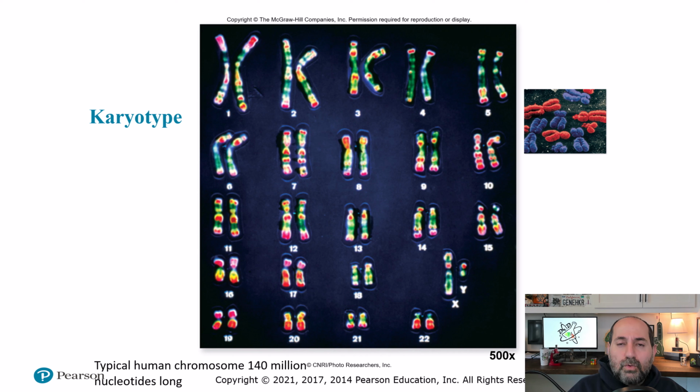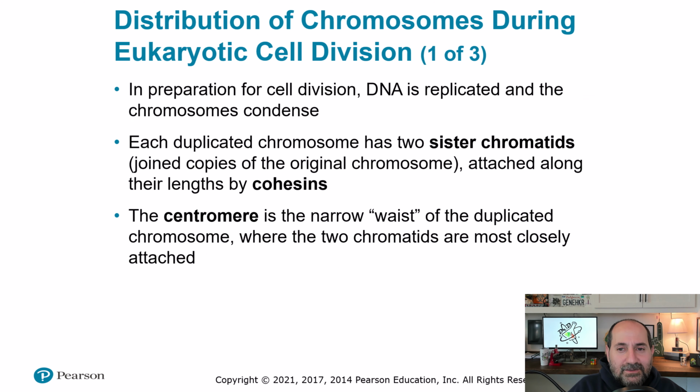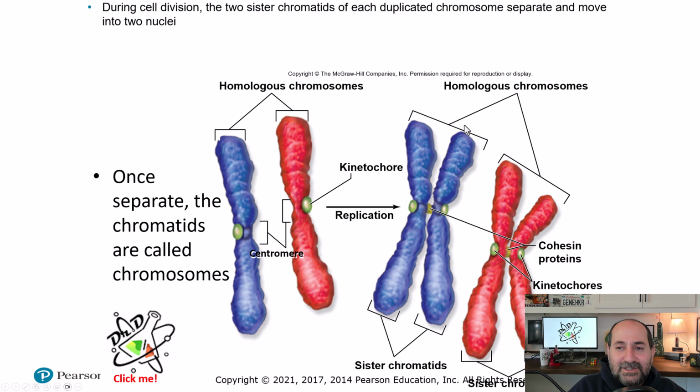So before a cell can divide, for cell division, we need to make a copy of this chromosome right here, and we need to make a copy of this chromosome. So we need to make a copy of mom's chromosome 1, and a copy of dad's chromosome 1, and a copy of mom's chromosome 2, and a copy of dad's chromosome 2. We need to go through and copy each and every chromosome, make a carbon copy. And do you know what that's called? Those are called sister chromatids. Here we go, sister chromatids.